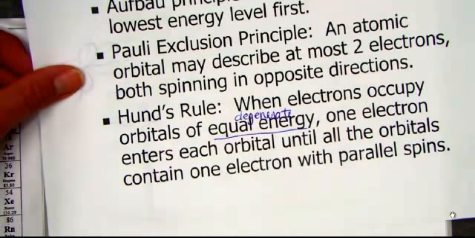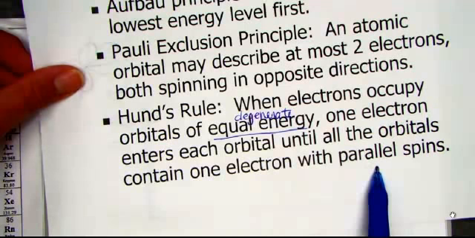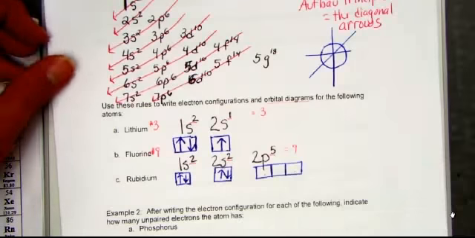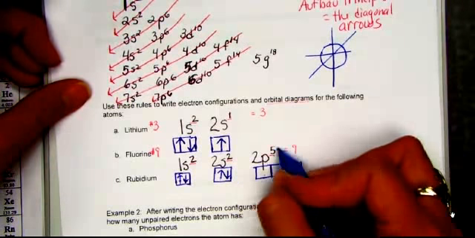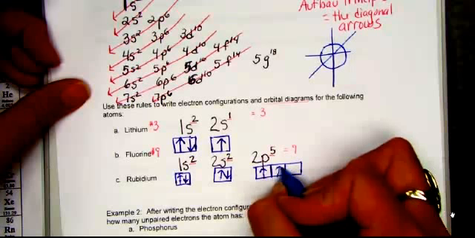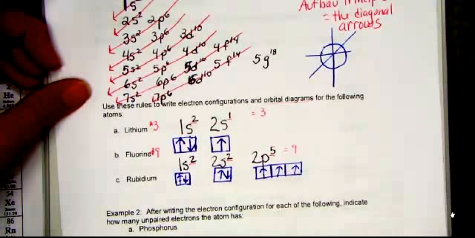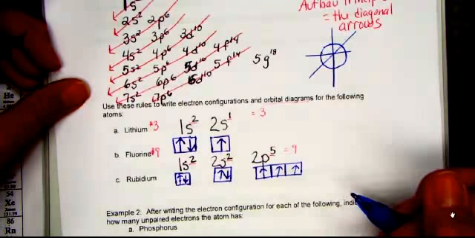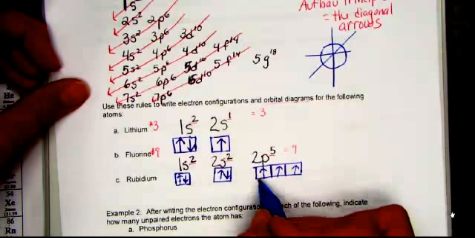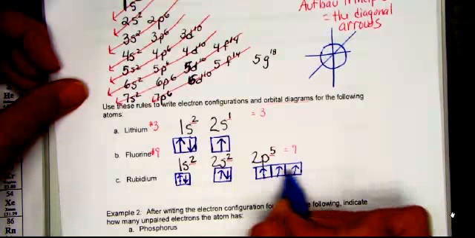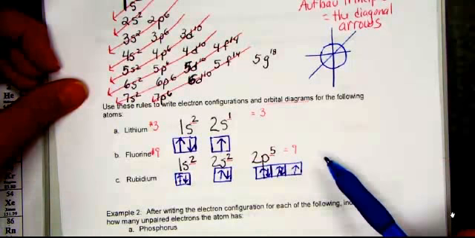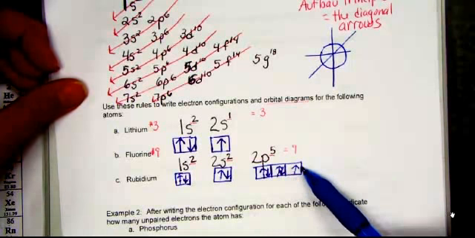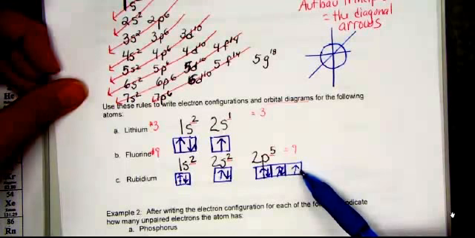One electron enters each orbital until all the orbitals contain 1 with parallel spins. In other words, I place, here we have 1, 2, 3, 4. I have 5 more electrons. I place 1 in each orbital first, all spinning the same way. Then I go back and give a partner. Electron 1, 2, 3, 4, 5. That shows me fluorine has 9 electrons.